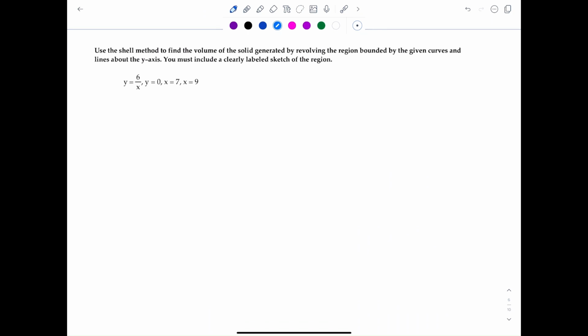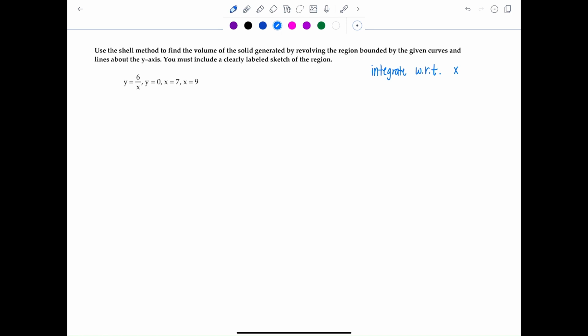Use the shell method. Again, same directions. We're spinning around the y-axis. So if we're spinning around the y-axis and we're doing the shell method, we're going to integrate with respect to x. Very good. I have a question. If I switched it and said we're going to use discs or washers, then you would integrate with respect to y. It'll always be the opposite variable if you switch the method. One's for parallel to the axis of revolution, that's what we're doing now. The other method is for perpendicular to the axis of revolution.